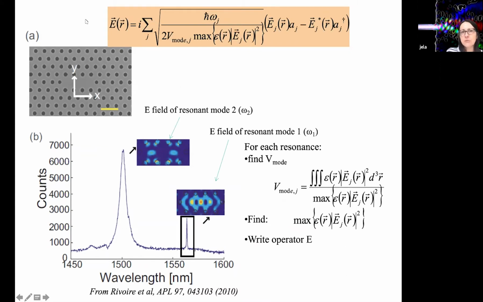If you look at the expression for the electric field operator, it's obvious that the smaller the mode volume, the higher the strength of the operator. And you'll see today from the discussion that that also means stronger light matter interaction. So it's clearly important to squeeze the electric field inside of small mode volumes.